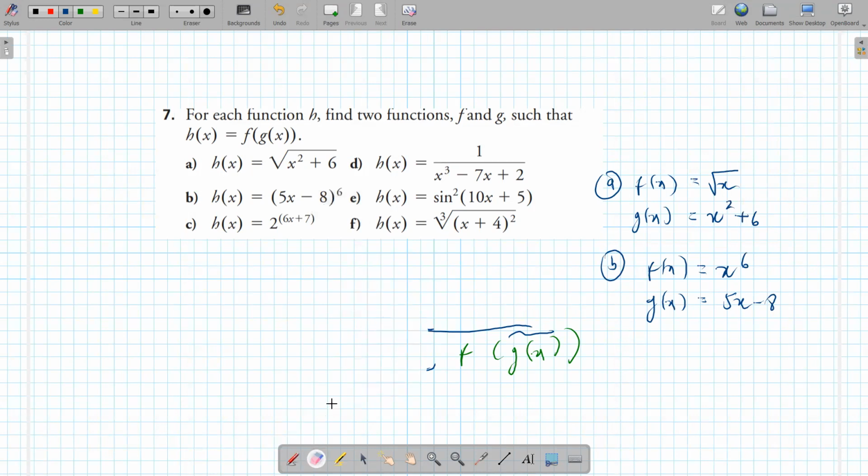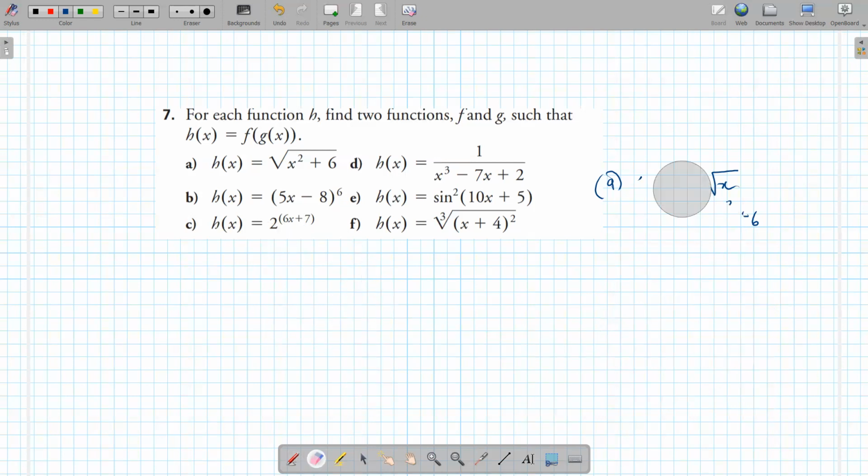g is the inside part, yeah? So for c, what's f and g? g is 6x plus 7. f is 2 to the power of x. Yep, and done. Easy as that. Now you've got the hang of it, right? Look at this. It's very quick if you see it.